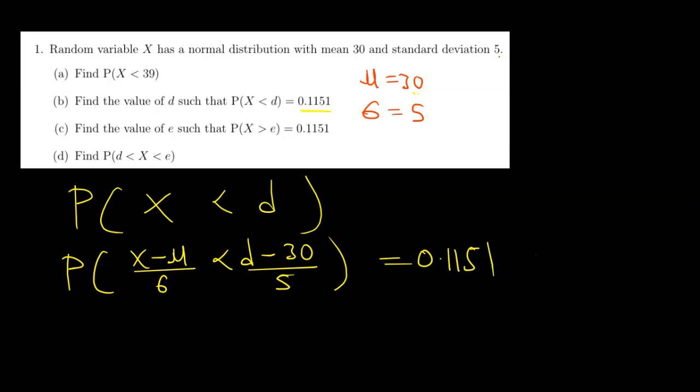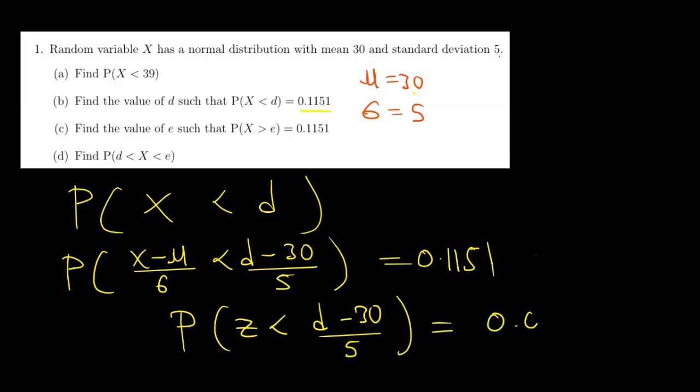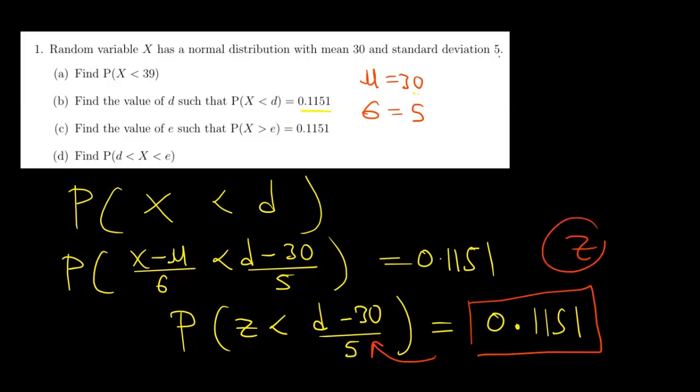0.1151. So this is the same as the probability of z being less than (d minus 30) divided by 5. Here we've been given the probability, 0.1151. So we want to find the z-score that gives us this probability. Once we find that z-score, we're going to equate it to this expression, and then solve for d.